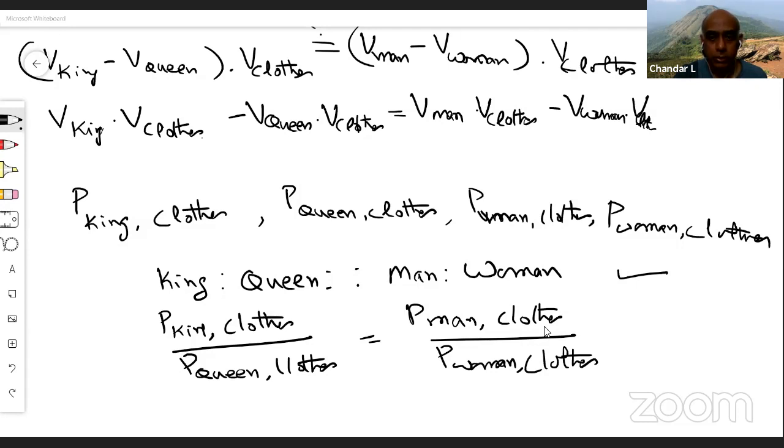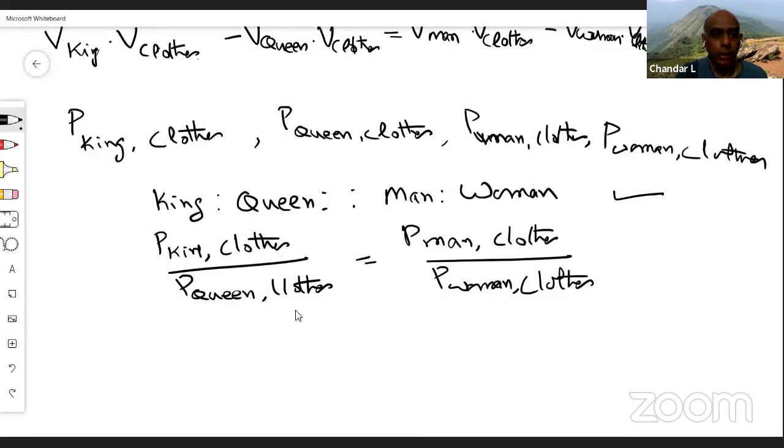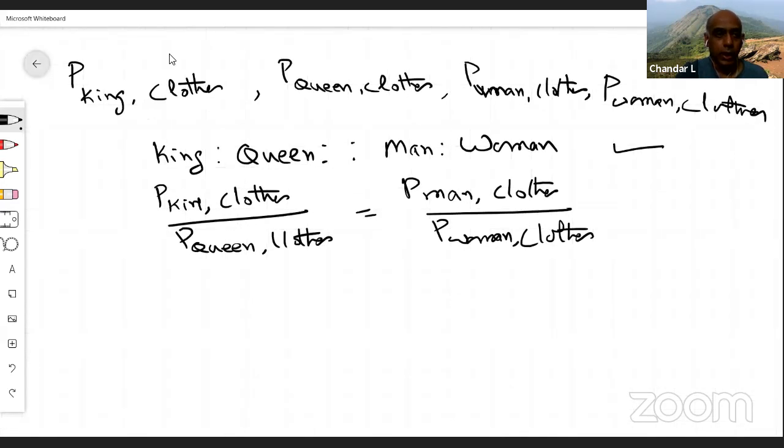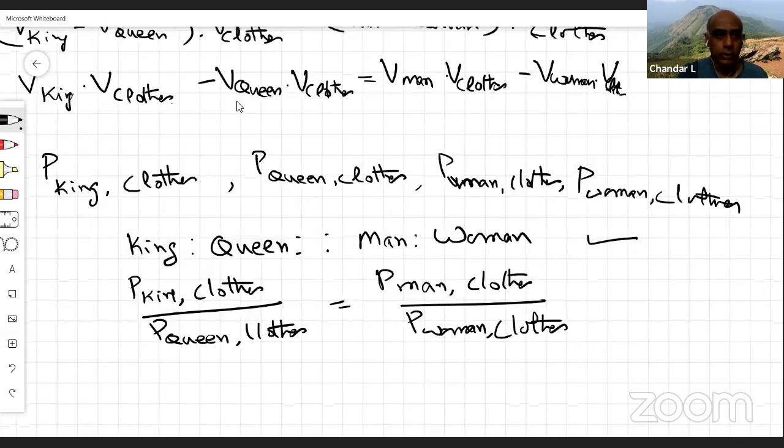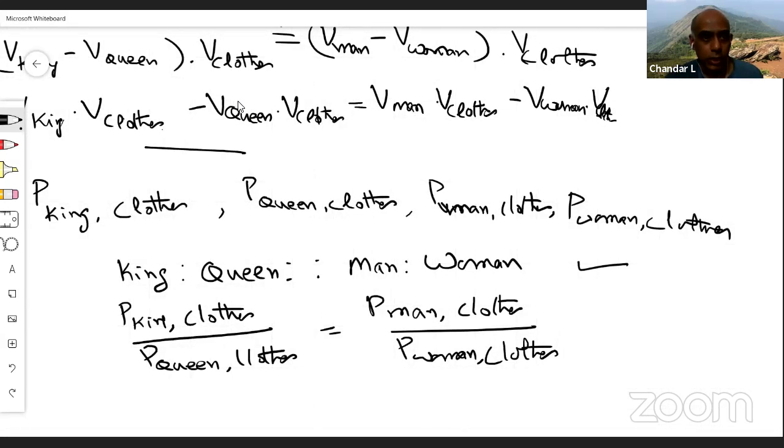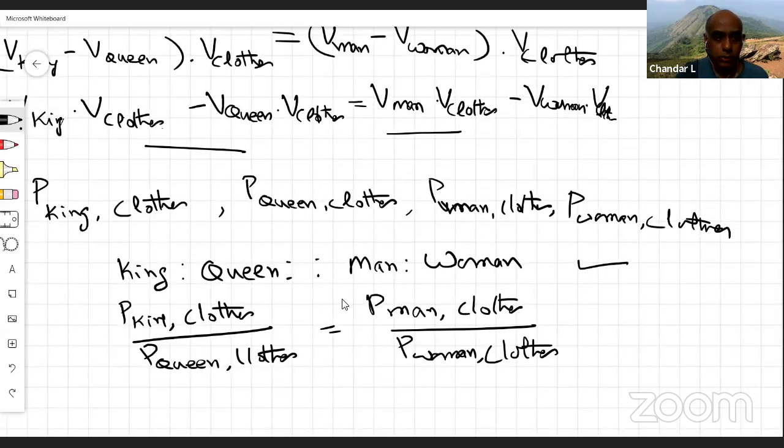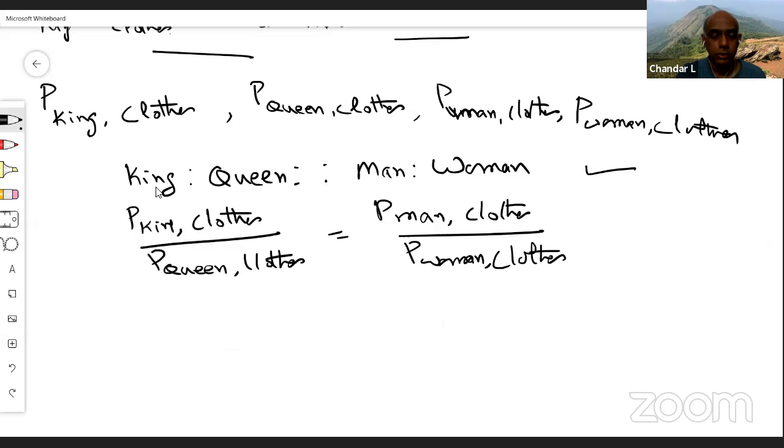I'm assuming you are with me because I'm just trying to argue how we can get a GloVe embedding from these probabilities. So far, this is what I would like to get. But what I have is this, because king is to queen as man is to woman. Therefore, the ratio of the probabilities of clothes occurring in the context of king to clothes occurring in the context of queen is equal to this.